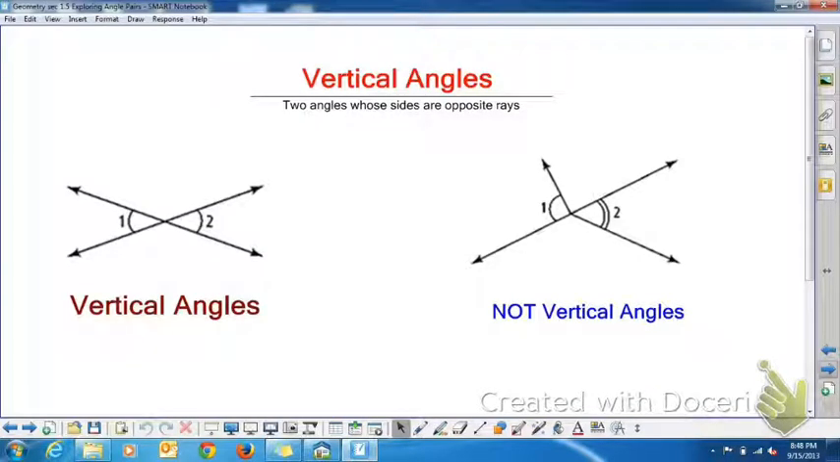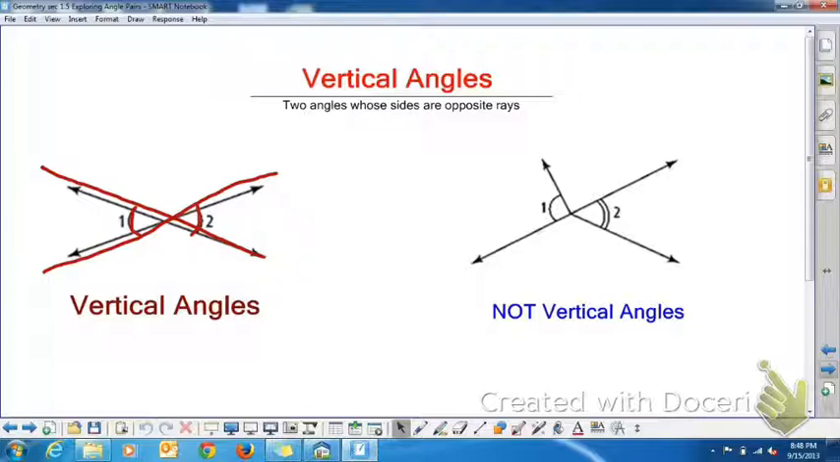Two angles whose sides are opposite rays are called vertical angles. Another way to describe vertical angles would be to say they are two angles that are formed when two lines intersect. Angle 1 and angle 2 are vertical angles. Another thing we're going to learn is that vertical angles are congruent to one another.